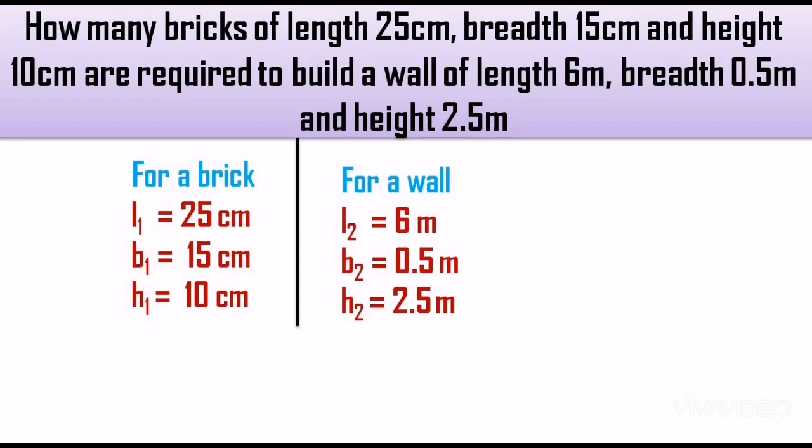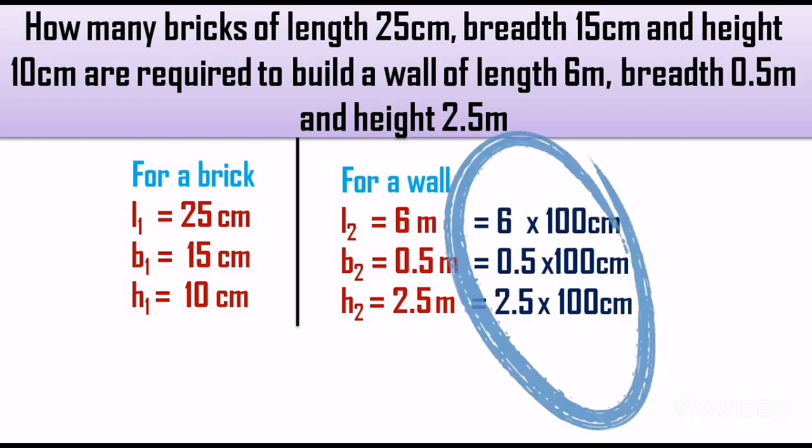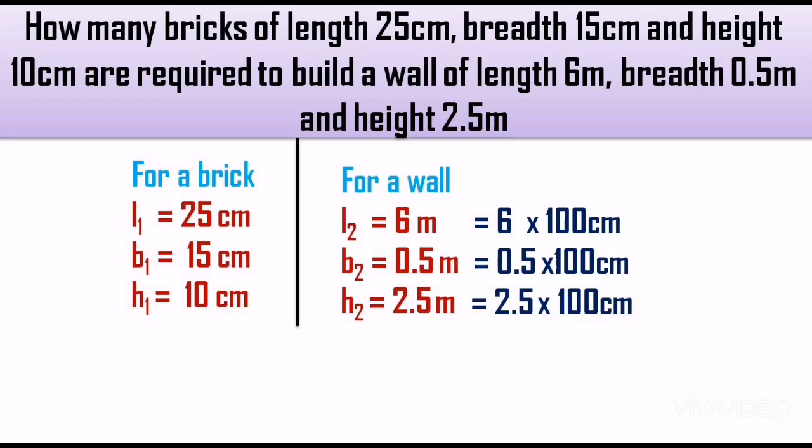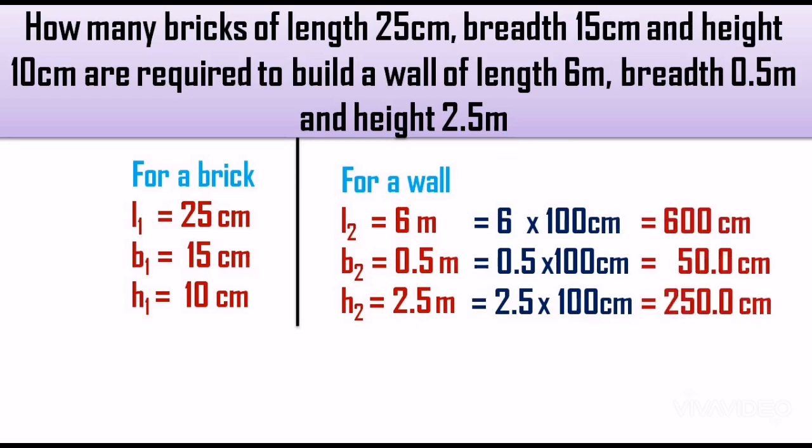All the dimensions must be in the same unit, only then we can carry out the operation, that is division, presently over here. To convert the meter into centimeter, we have to multiply that number by 100 because 1 meter equals 100 centimeter. That makes 6 into 100, 0.5 into 100 and 2.5 into 100 the dimensions of the wall. After that, once you carry out the multiplication, we get L2 equals 600 centimeter, B2 equals 50 centimeter and H2 equals 250 centimeter.